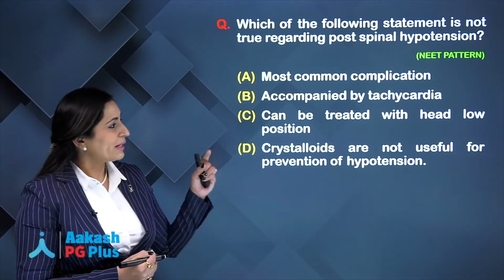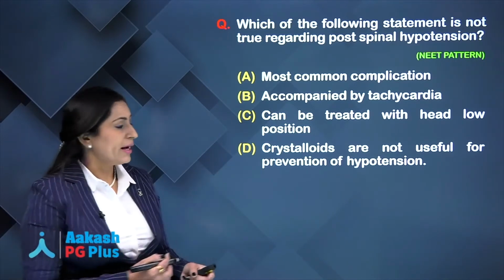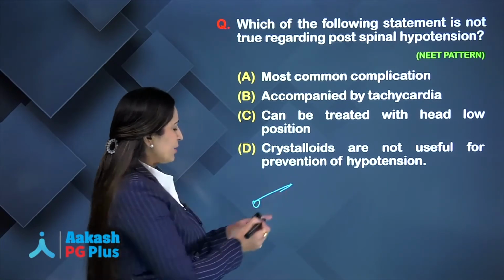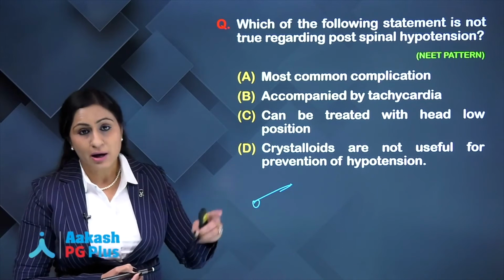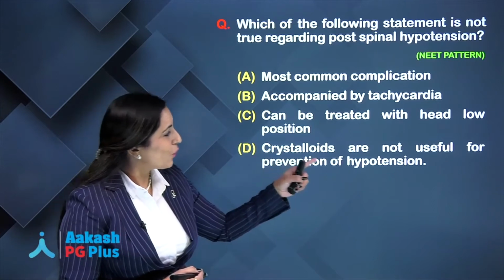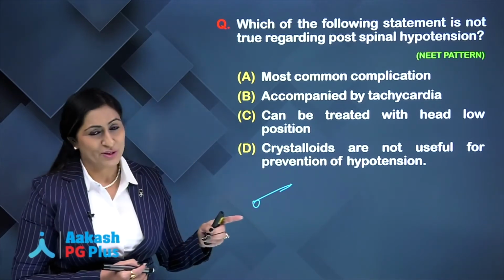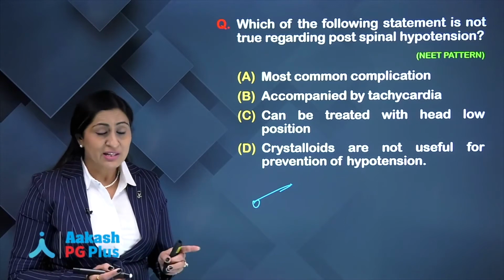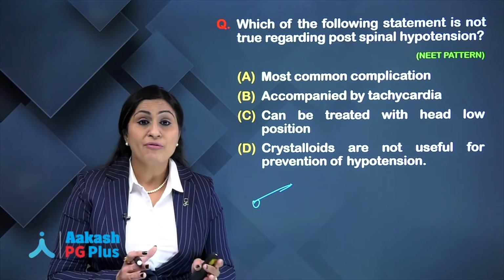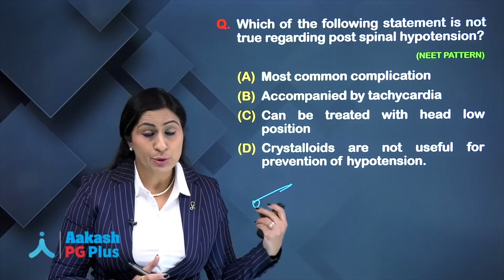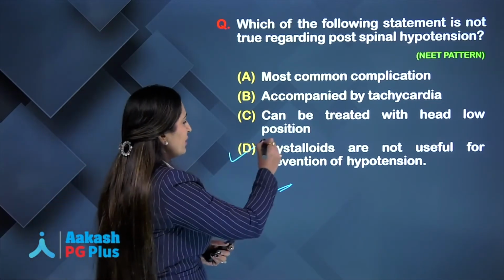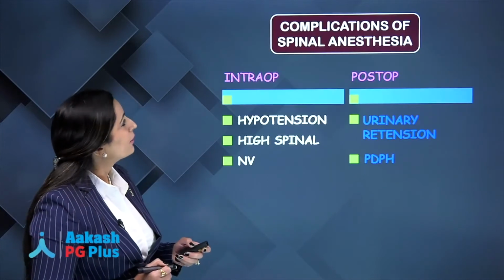That's also true. It can be treated with head low position. Yes, head low position, because when you do head low position, this is the head, these are the legs, you increase the venous return to the heart and therefore treat the hypotension. Crystalloids are not useful in prevention of hypotension. That is not correct. In fact, there is a concept of co-loading or preloading of at least crystalloid solution with the spinal anesthesia. So crystalloids are useful in preventing hypotension.